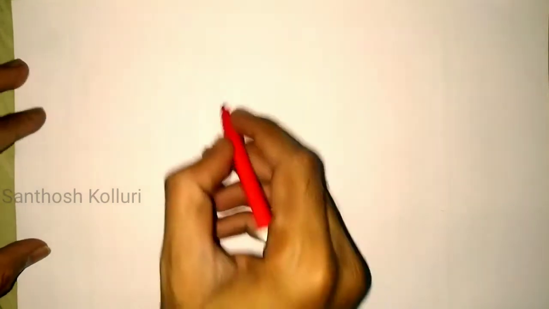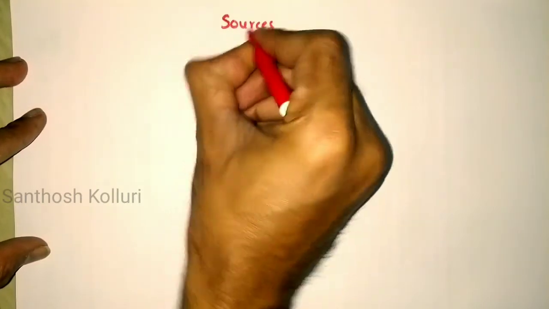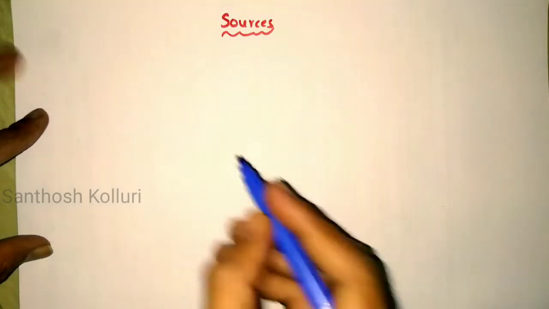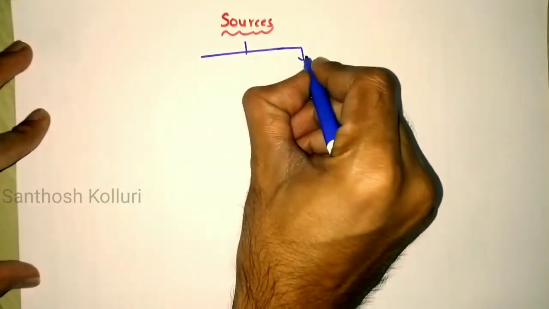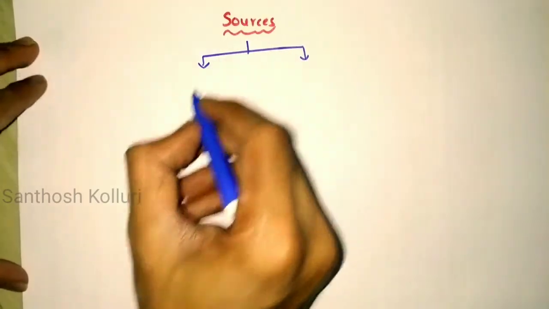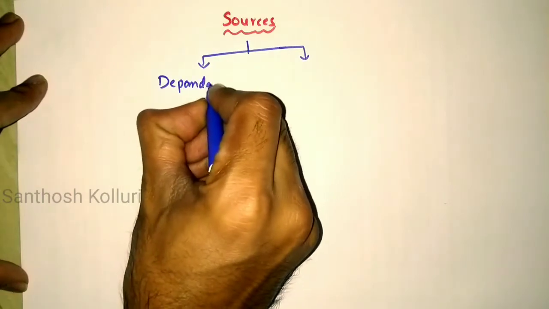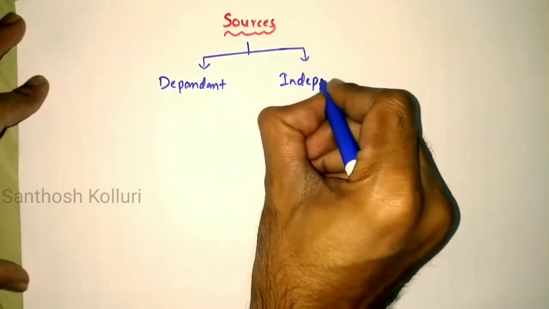In this class we'll discuss different types of sources. In electrical circuits we have two types of sources. First one is dependent sources and second one is independent sources.